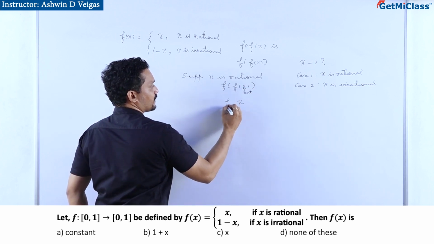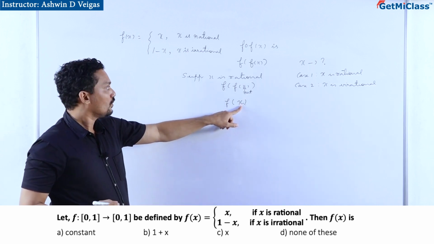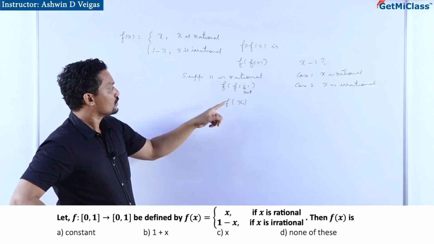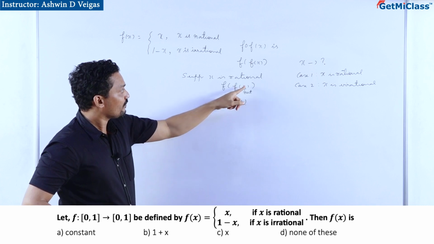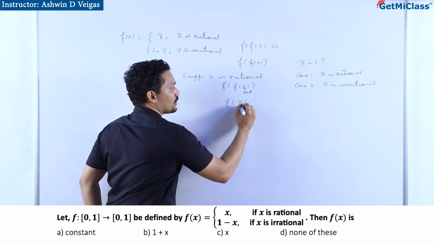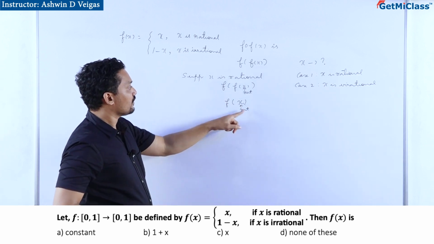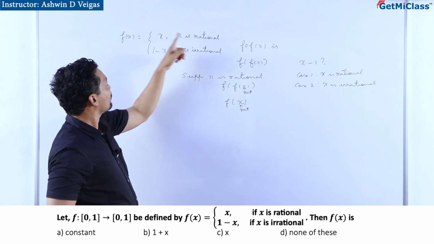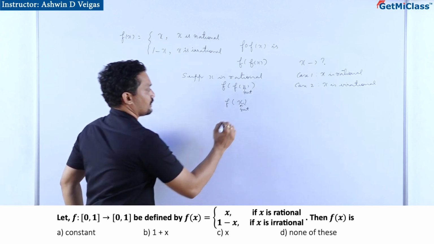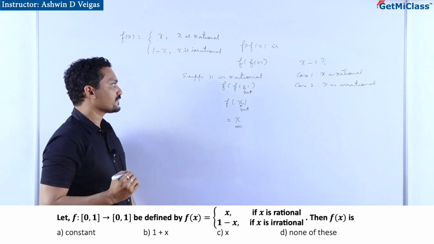Now, this f is there. Now, again we get x. But again x is rational only. So, f of x is the same x. So, therefore, now x was rational, so this will be rational. Now, again what is f of rational? Now, f of rational is again x. So, therefore, you get the answer as x in this case.